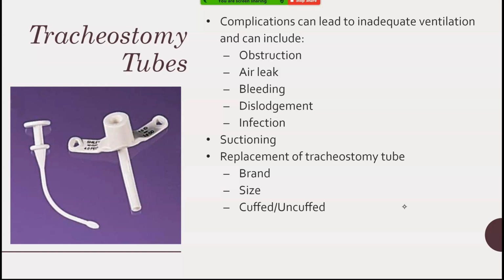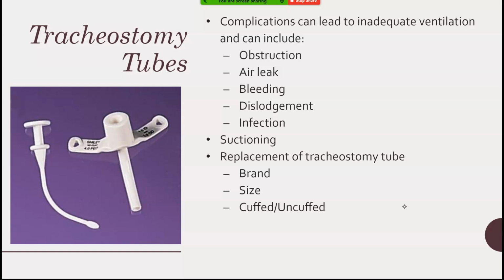Primarily, the younger the child, the less likely it is to be a cuffed tracheostomy tube. If you are transporting a child with a tracheostomy tube for a tracheostomy issue, most of the time the family or the facility, wherever they are, will have an additional tube with them. Try to grab it, okay?